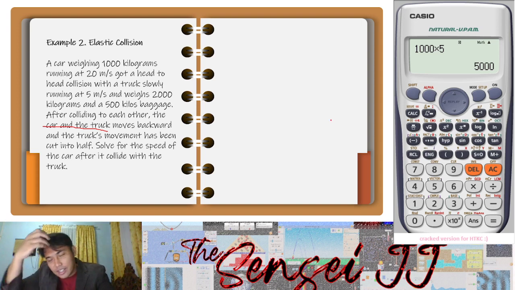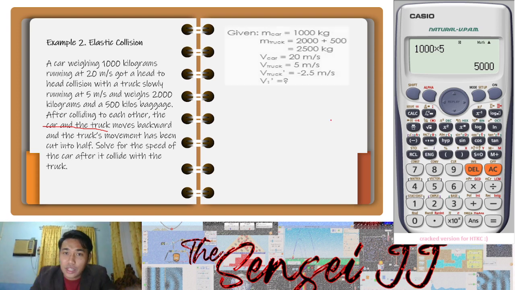Okay, so here is the solution. For the given, we have the mass of the car, which is 1,000 kilograms, and the mass of the truck, which is 2,500, for the reason that there is another 500 kilos of baggage. So the velocity of the car pre-collision is 20 meters per second, and the velocity of the truck is 5 meters per second. They move backwards after, and the velocity of the truck will be cut in half, which is negative 2.5 meters per second. Again, the negative sign only indicates the direction.